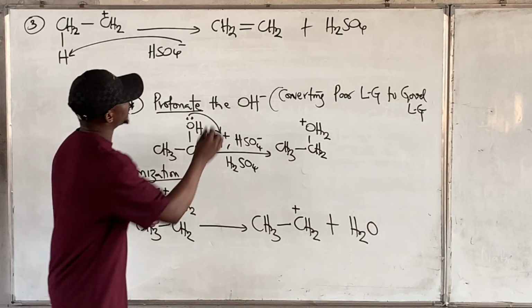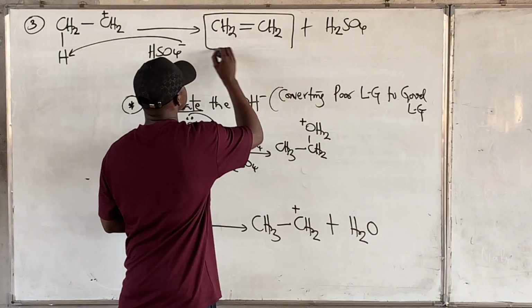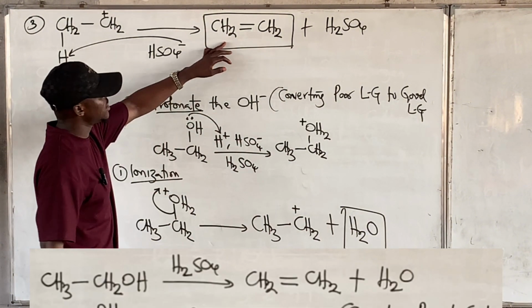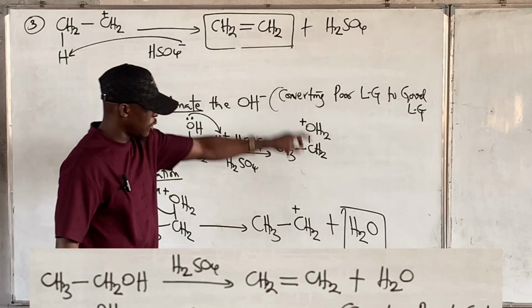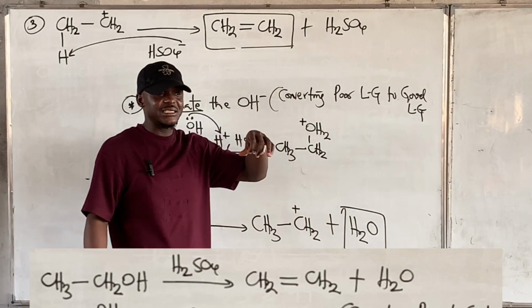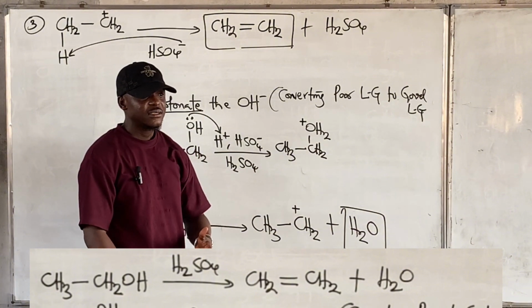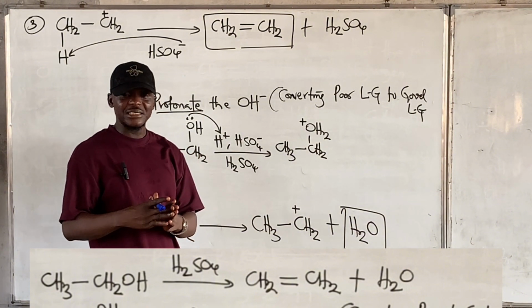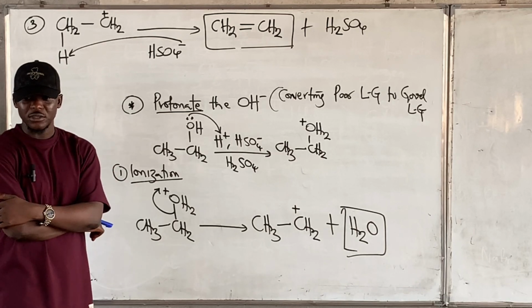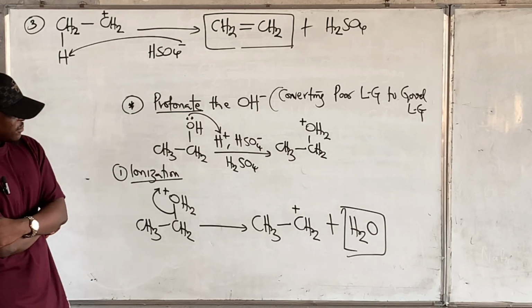Now, the product of the reaction, this was what they gave us in the question. The question had CH2 double bond CH2 plus what? Water. This H2SO4 was the acid they started with, right? We did not use it. Remember, a catalyst is something that at the end of the reaction will not be what? Consumed.